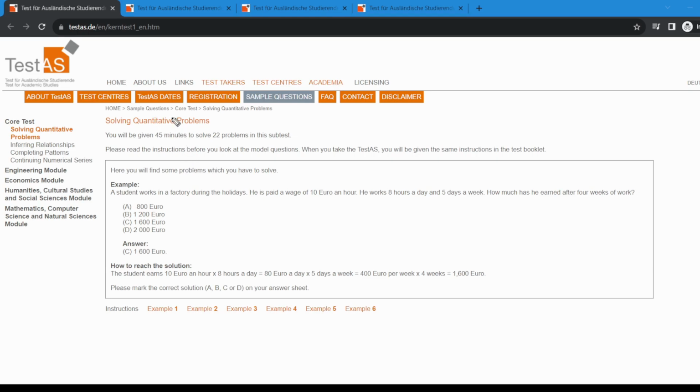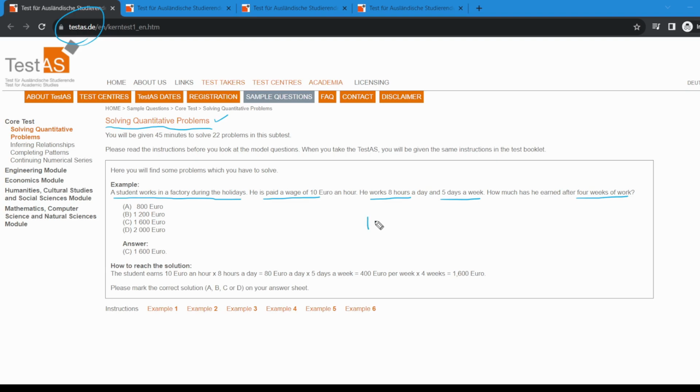Let me take you directly to the official website of TestAS, and we'll try to solve a few examples that are given there. The first example is from our first topic, solving quantitative problems. In this question, a student works in a factory during the holiday. His paid wage is €10 an hour. He works 8 hours a day, 5 days a week. How much will he earn in 4 weeks? That means we need to find out his salary after 4 weeks of work.